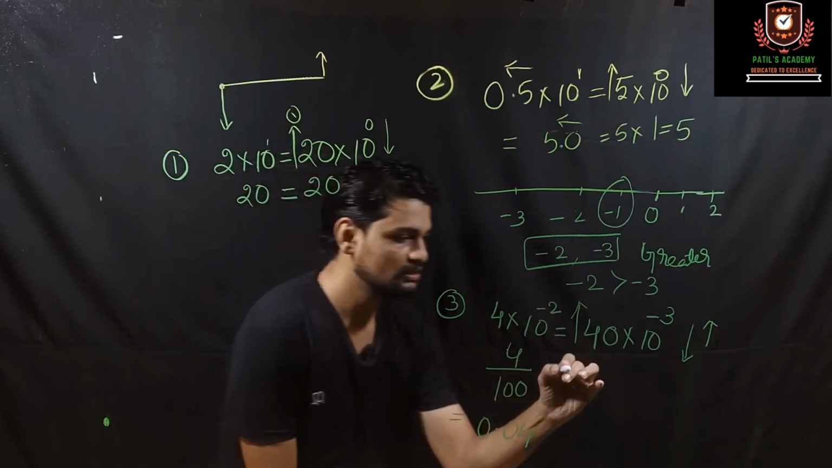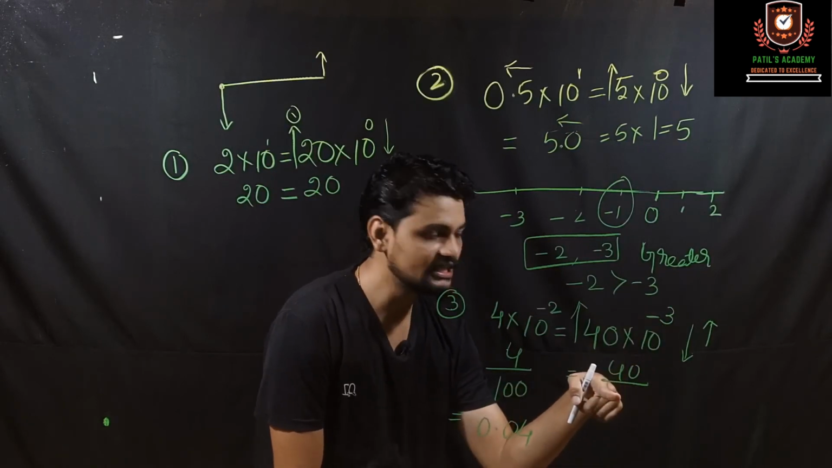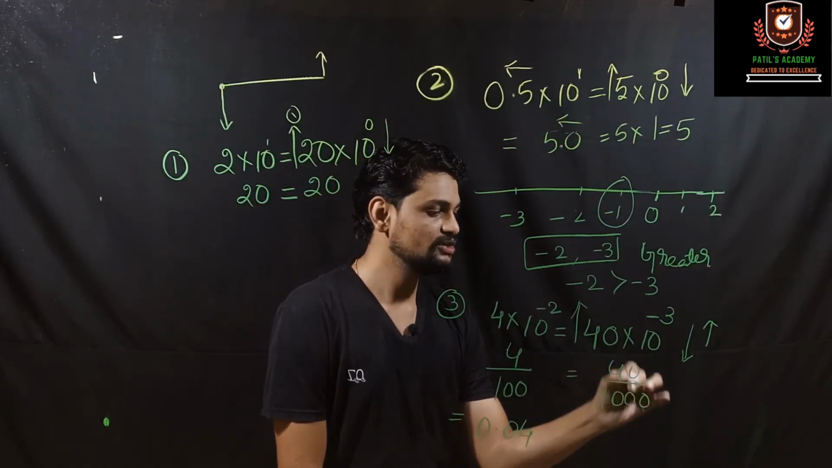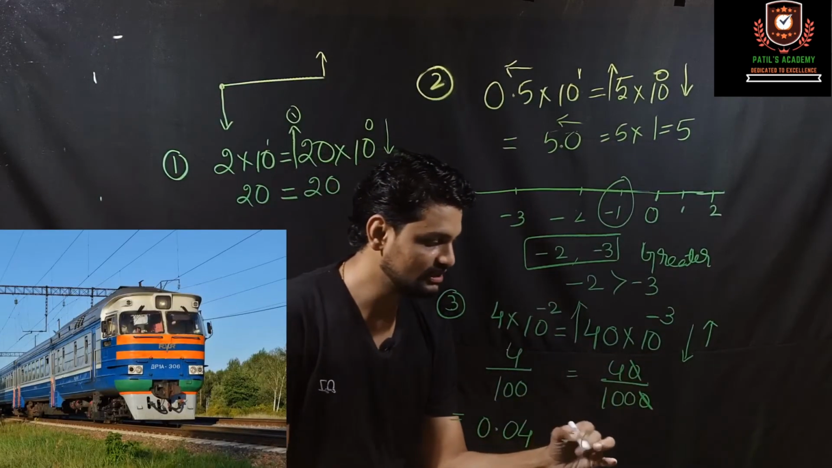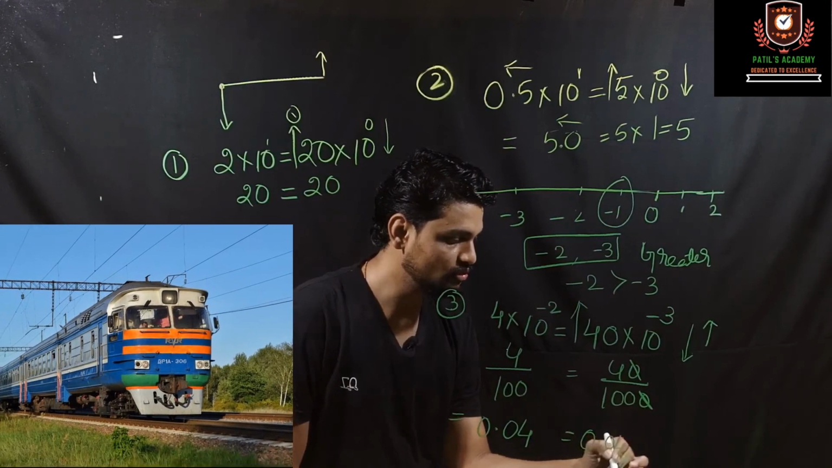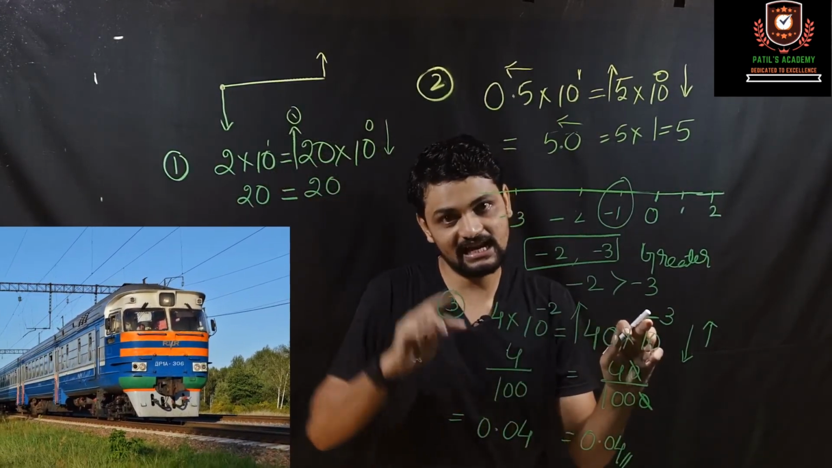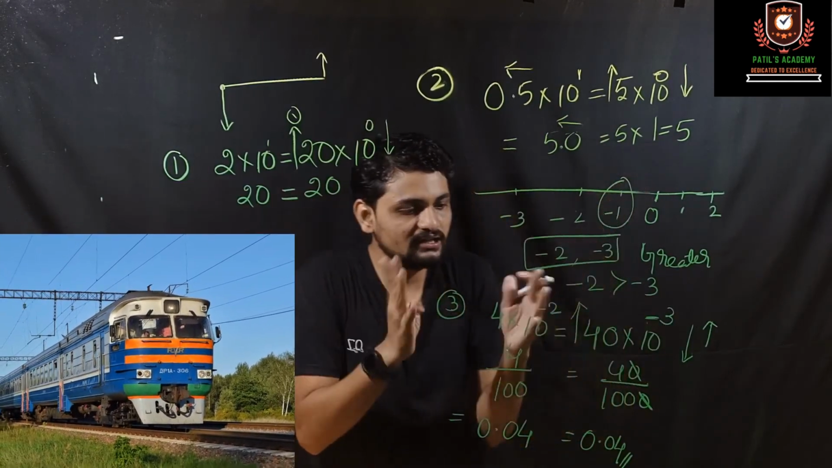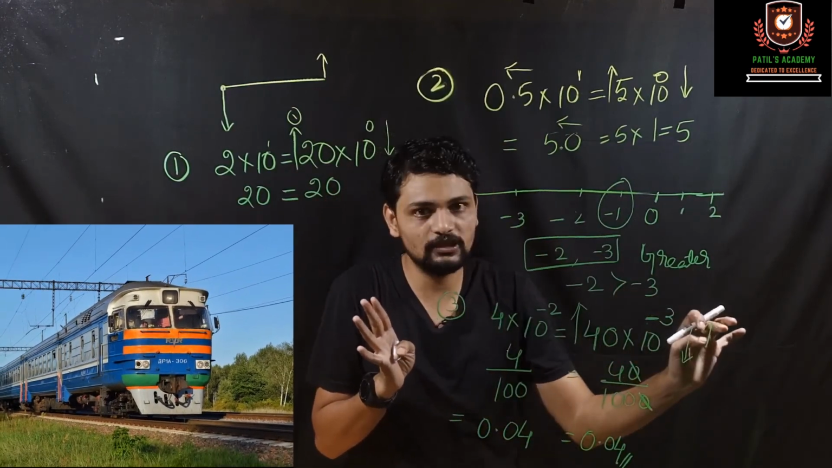Let us verify. So 40 by 10 power -3. If it comes to the denominator, it will be 10 power +3, which is nothing but 1000. So 40 by 1000 is 4 by 100. Here also we have 4 by 100, which we already calculated, so it is 0.04. So the only additional thing you will do is keep the minus as it is and do the reverse operation. Once you keep the minus sign, you forget about the minus and then do the opposite. If it is a decrease, in negative it will increase.